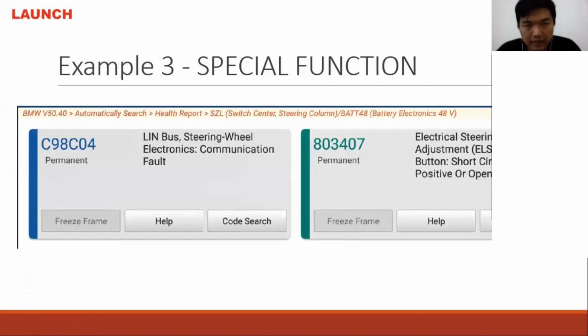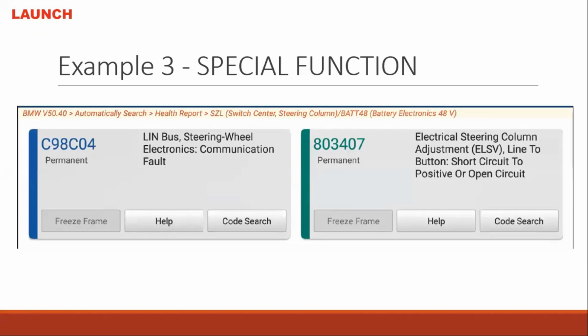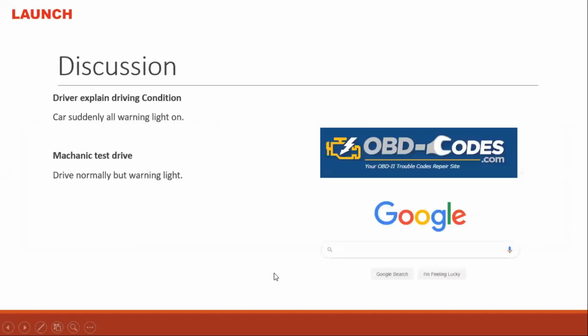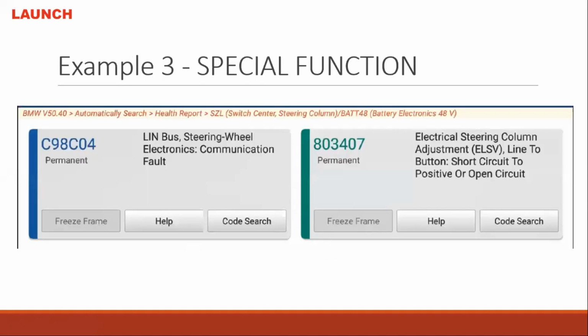Okay, so in this example 3, I want to show you the special function for some car. Many people use the special function, but they don't care about the DTC before they do it. Just like the previous customer, they want to do some special function, but there is no trouble code there. So they just operate it without any problem. It might not function, because if the car is normal, no problem, but you do the programming, it will maybe die, you will damage the car.